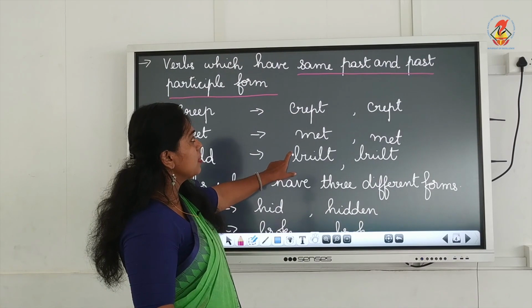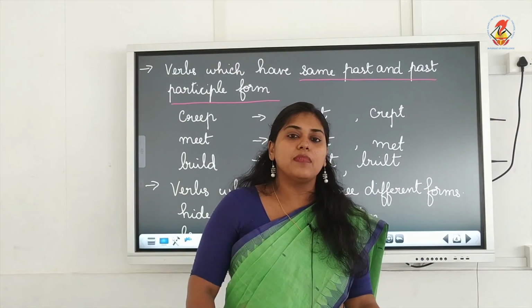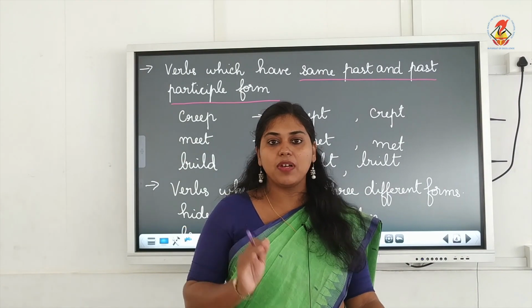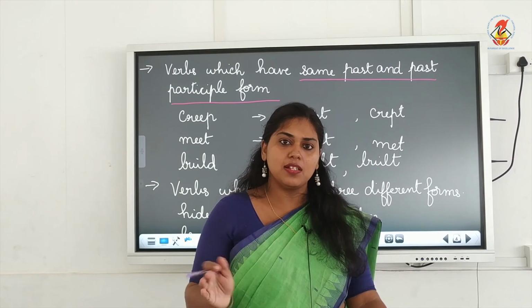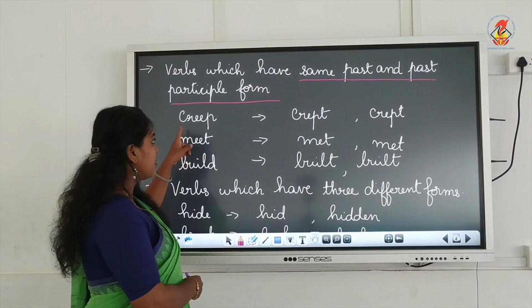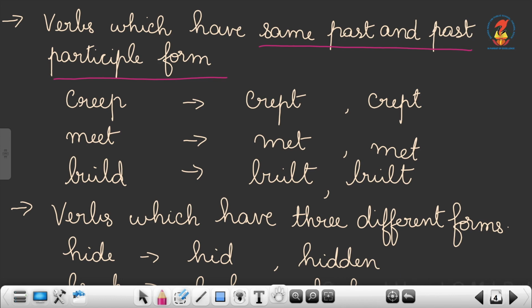Now the next category is, we have some verbs in which past form and past participle form are the same. In most of the cases we saw like that, right? In most of the cases, past form and past participle are the same. Such words are creep. The present form is creep, past form is crept, and past participle is crept itself. Meet, met, met. Build, built, built. For the verb build, you have to remember the past form is built, where we replace d with t, and built itself is the past participle form.